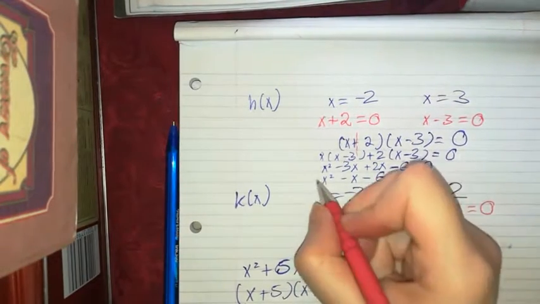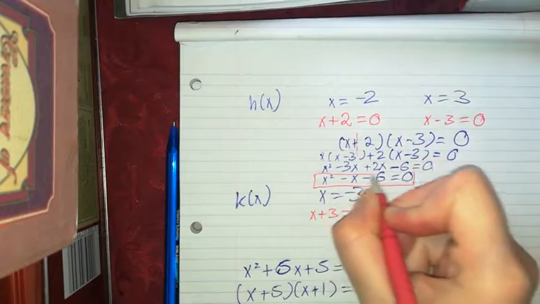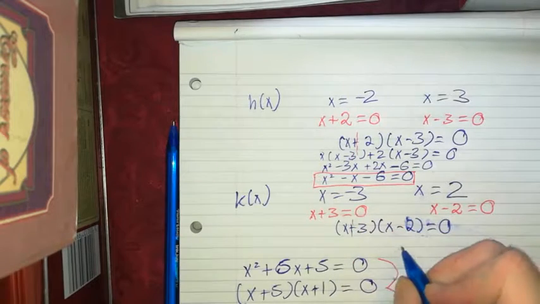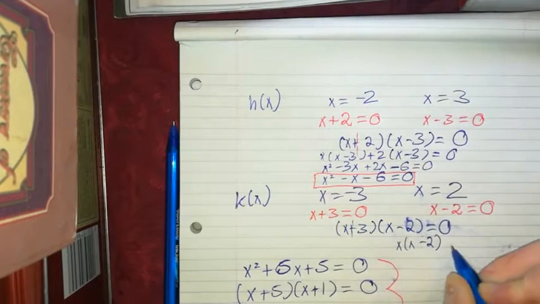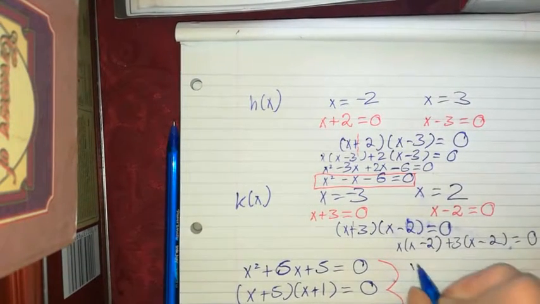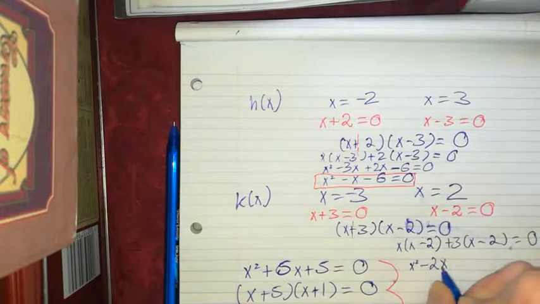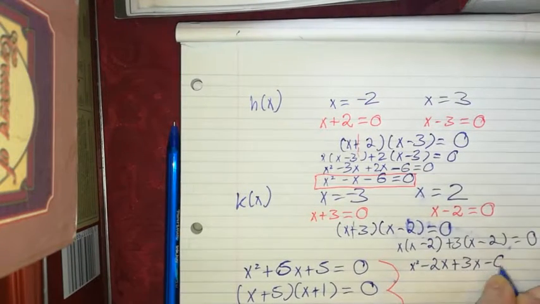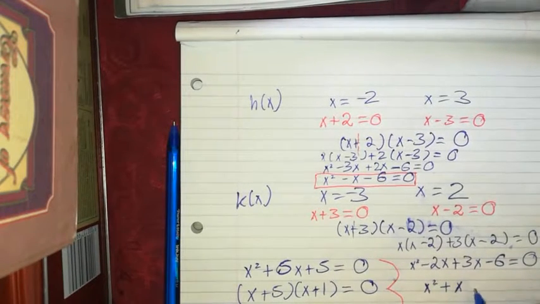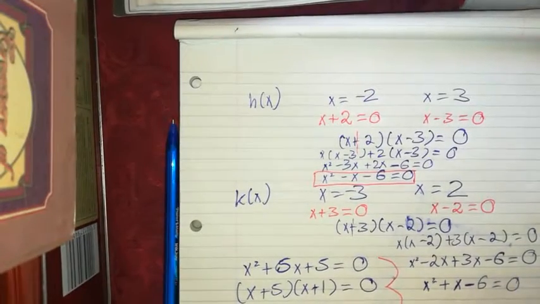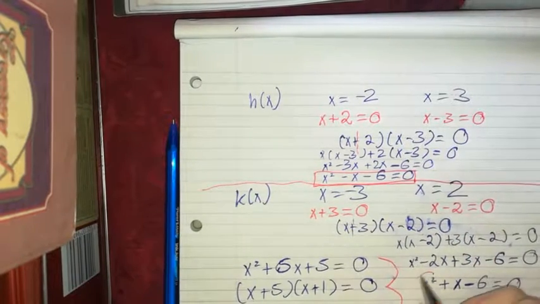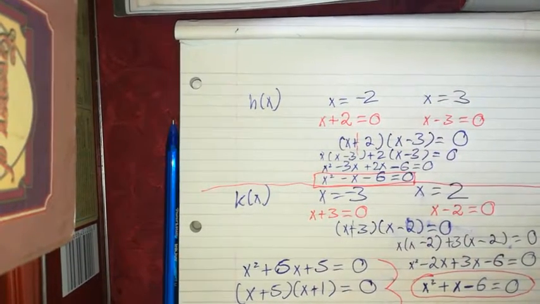So that's the equation of the first one. For the next one, I split the first bracket: x by x minus 2, plus 3 by x minus 2 equals 0. So x by x gives me x squared, x by -2 gives me -2x, plus 3x, minus 6 is equal to 0. So that's x squared plus x minus 6 is equal to 0. So say up here is h of x, and here we have k of x. And that is our answer.